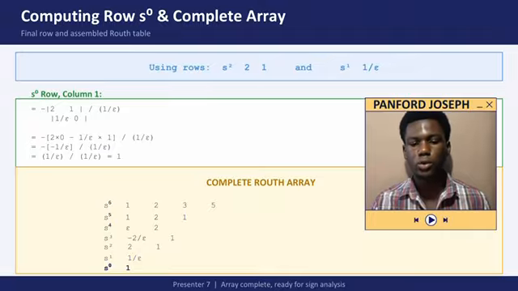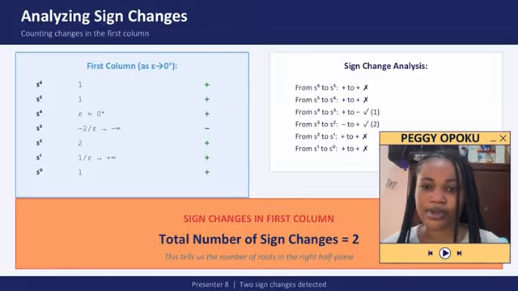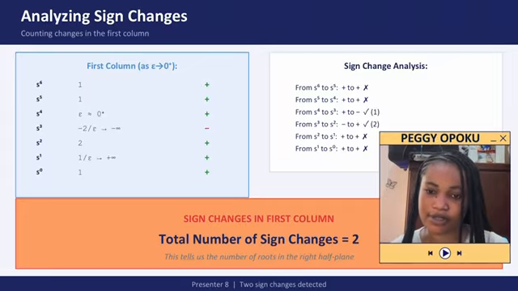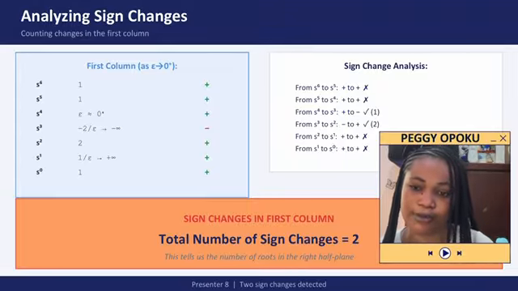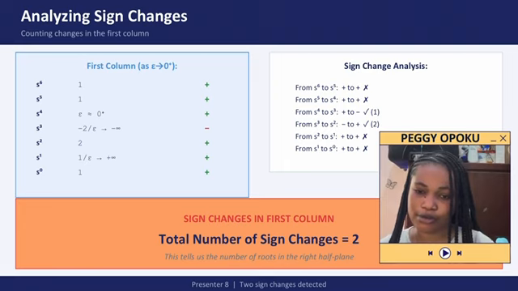Now that the array is complete, we go to first column extraction. Let me extract just the first column and determine the sign of each element as epsilon approaches 0 from the positive side. S to the 6th, which is 1, is positive. S to the 5th, which is 1, is positive. S to the 4th, epsilon, as epsilon approaches 0 from the positive side, is also positive, very small, but yet positive.